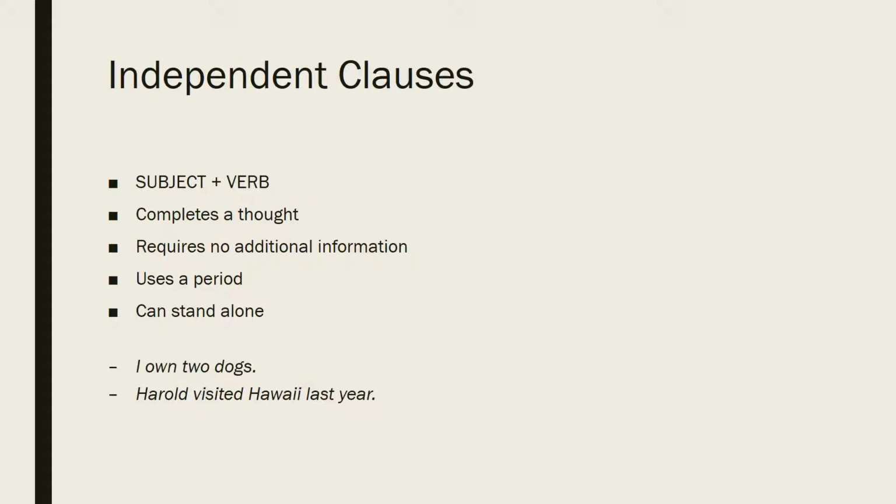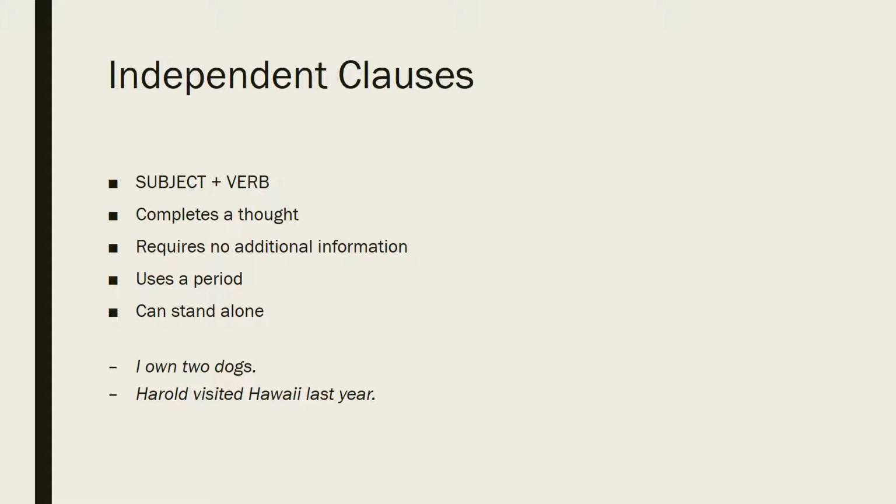Okay, so first, independent clauses. So as you know, any clause has to contain both a subject and a verb. If it does not have both a subject and a verb, then it is not a clause. And so an independent clause, of course, has a subject and a verb, and it also completes a thought. It requires no additional information. It uses a period at the end of it, and it can stand alone.